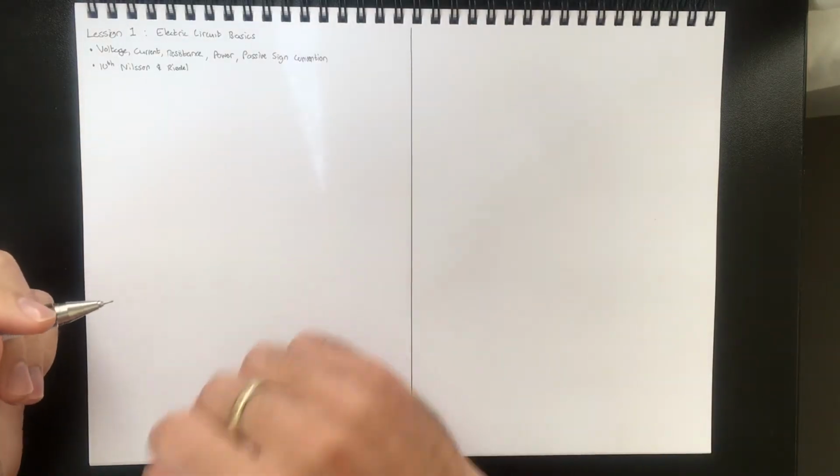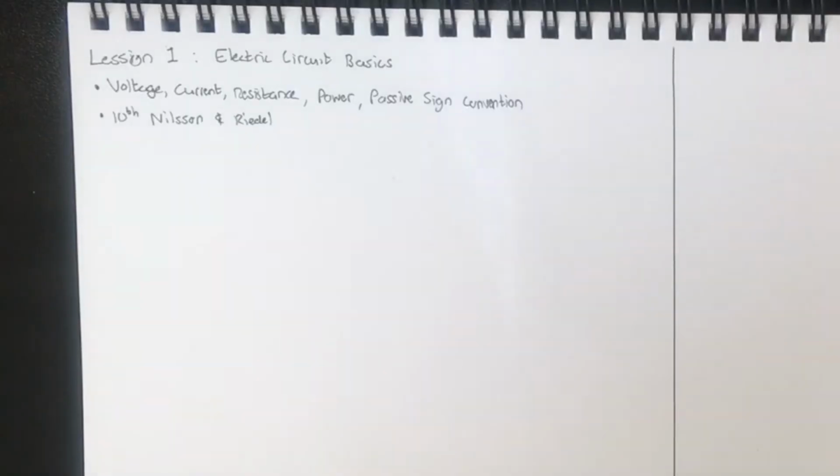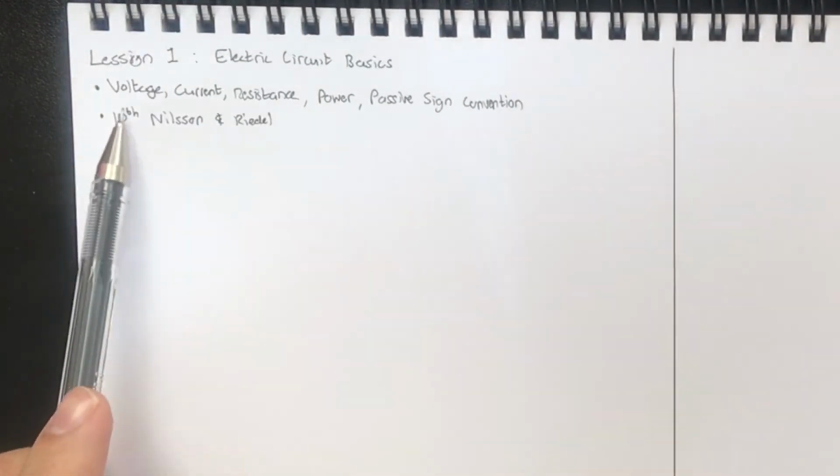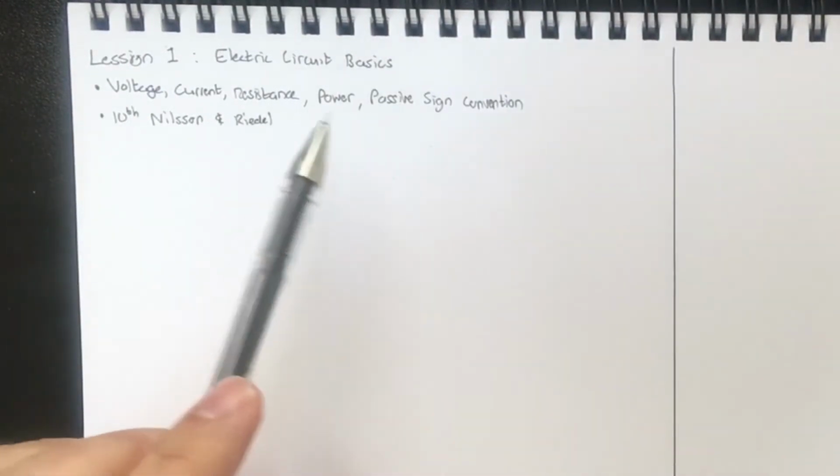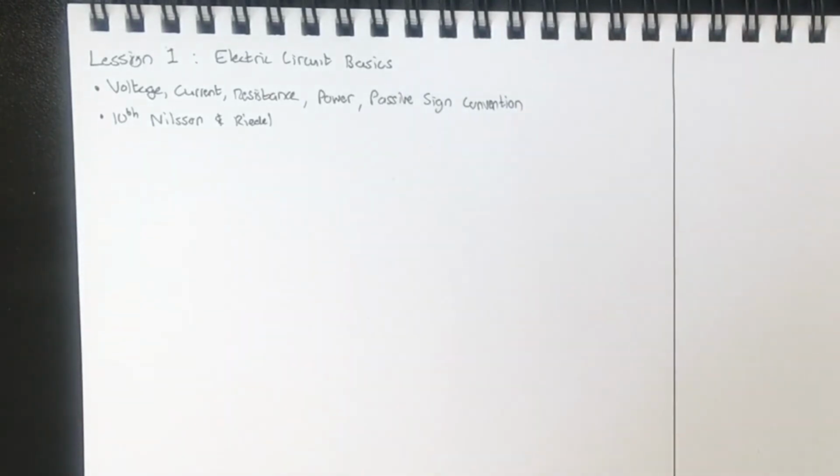Alright, wonderful. Hello. This will be the first lesson in a number of lessons in which we will cover electric circuits, the fundamental concepts, and a lot of the basics, going through numerous examples as we explain different concepts. This lesson will be going through the concept of voltage, current, and resistance, as well as power and the passive sign convention. The textbook that I'm utilizing to find these fundamental descriptions is the 10th edition of Nilsson and Riedel.